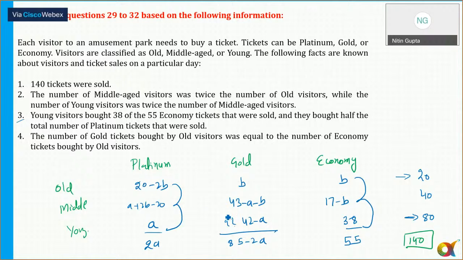Okay, if I add everything, this is what will come: 85 minus 2A. Just a minute. 43 plus 42 is 85 minus 2A. And the total has to be equal to 140. Yes or no? So I can say 2A plus 85 minus 2A plus 55 is equal to 140. So can you tell me what is the value of A, Tanya?